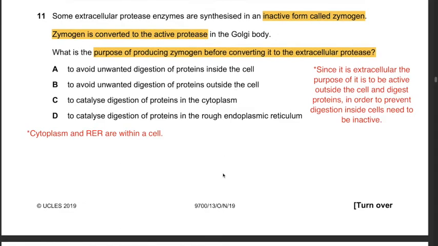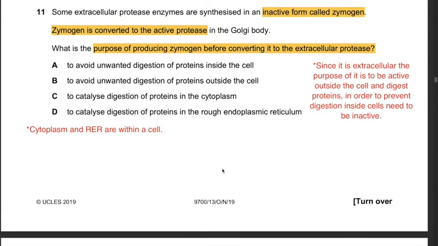Question 11. Some extracellular protease enzymes are synthesized in an inactive form called zymogen. Zymogen is converted to the active protease in the Golgi body. What is the purpose of producing zymogen before converting it to the extracellular protease? Since it is an extracellular enzyme, the purpose of it is to be active outside the cell and digest proteins outside the cell. In order to prevent digestion inside the cell, it needs to be inactive. Therefore, the purpose of converting it into an inactive form is to avoid unwanted digestion of proteins inside the cell, leaving us with the answer being A.